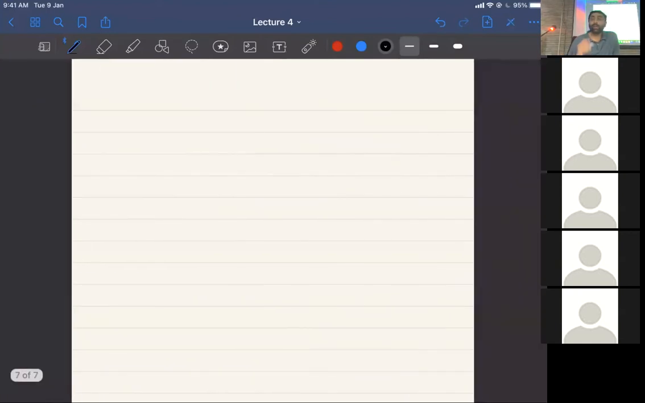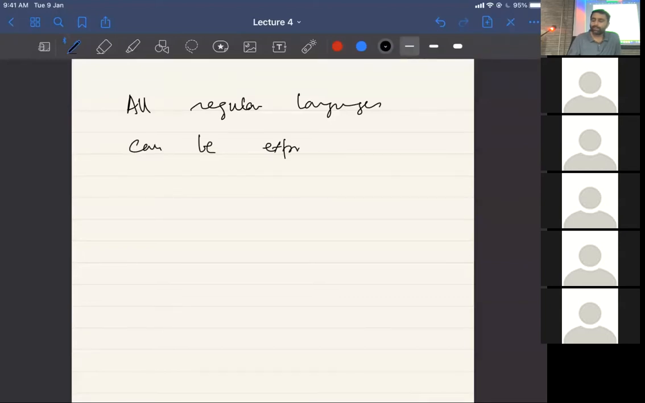So it means now we have one more result before we could prove the original result, and that is: all regular languages can be expressed or described using regular expressions. Okay, so if you have a regular expression, it means it is a regular language. And if you have a regular language, you can always describe it by a regular expression.